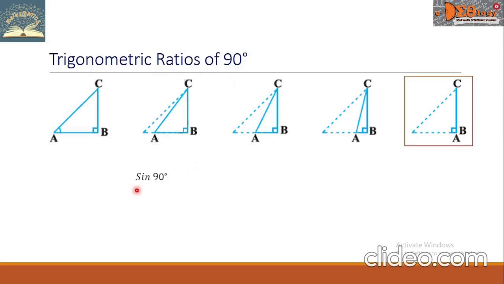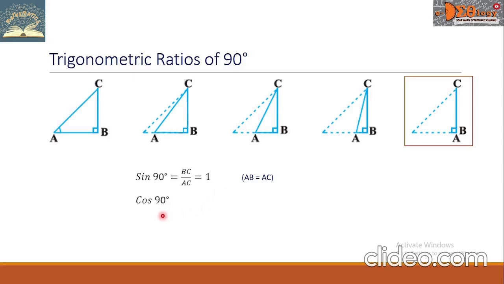Let's begin with sine 90 degrees. We know that sine is opposite over hypotenuse. Using the values of the figure, this is BC over AC. We can observe that BC equals AC. So, sine 90 degrees equals 1.